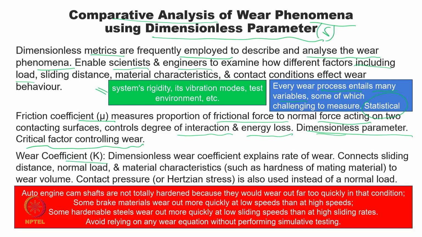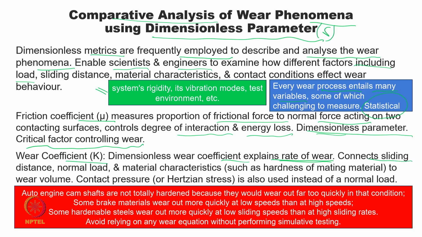Now, coming to the wear coefficient, it is again dimensionless, and it explains the wear rate. If the coefficient is very high, naturally the rate of wear will be phenomenal, very high, and we can't accept that. We need to really change the design, change the material, change the temperature conditions, or maybe bring in some sort of coating, or maybe some sort of lubricant also. That is how we control it.